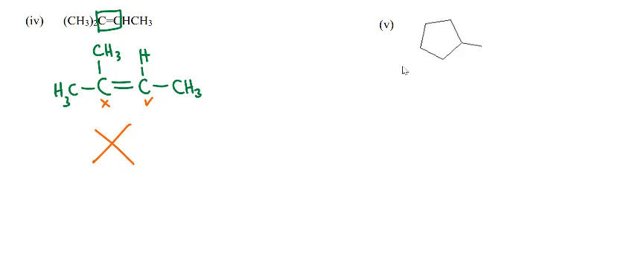For this structure, we have 1 methyl and 1 hydrogen. Even though we have 5 carbon-carbon restricted rotations, only 1 carbon is attached to 2 different atoms or groups of atoms. So again, no, it cannot exhibit cis-trans isomerism. So that's all for cis-trans.